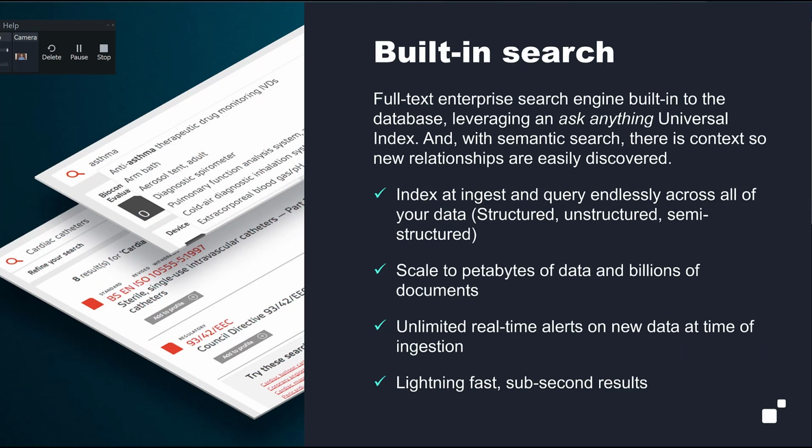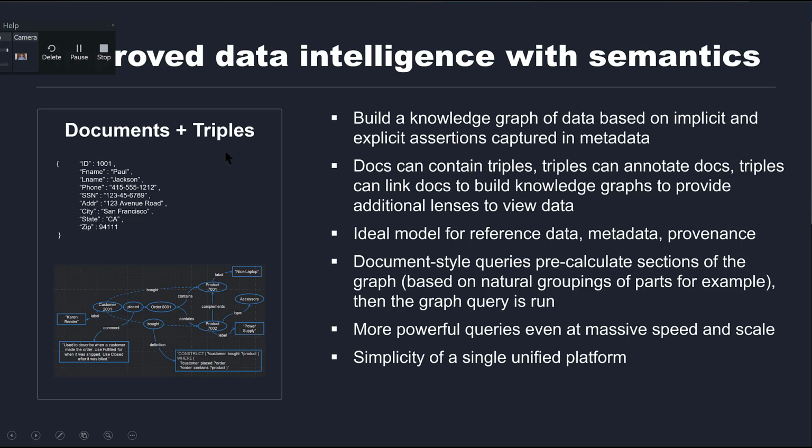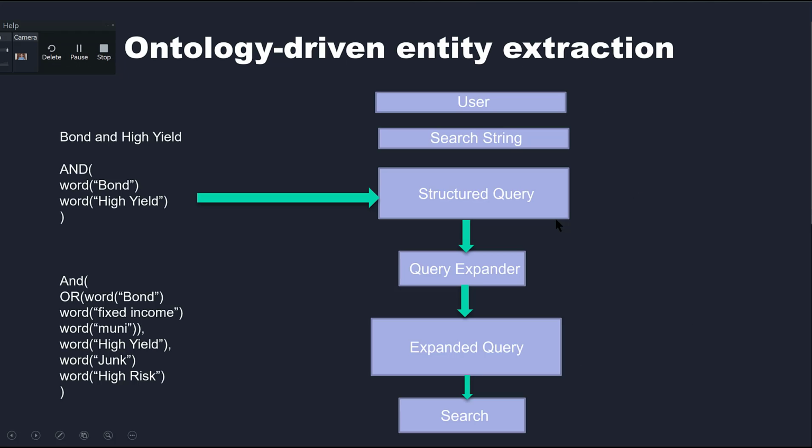Ontologies allow firms to embed their knowledge about their firms and industries. With ontology, MarkLogic becomes a smart database and can use this knowledge to guide and enhance users' searches and queries. So let's look at an example of how this works. A user does a query on bond and high yield. They get some results. Looking at the results, they realize that items that should be there are missing.